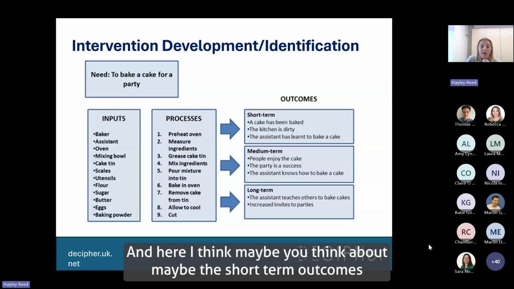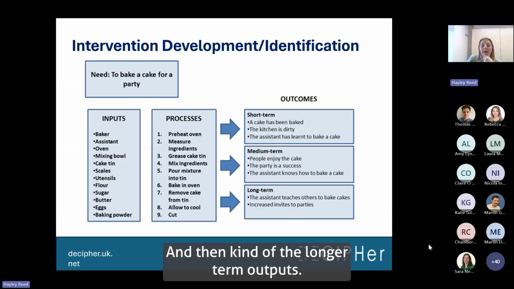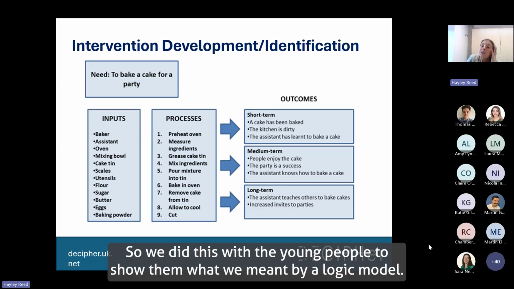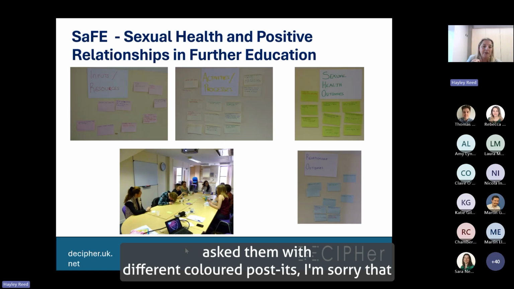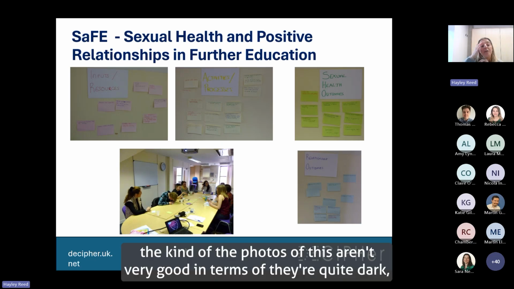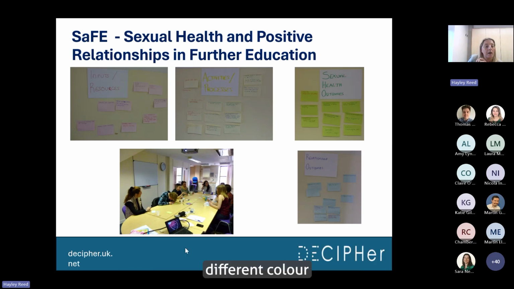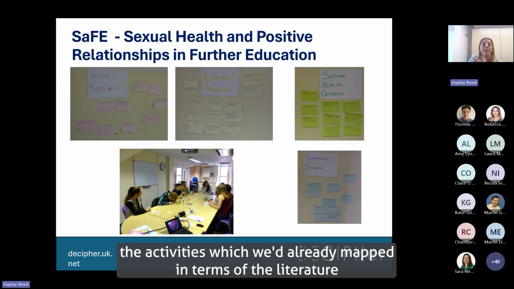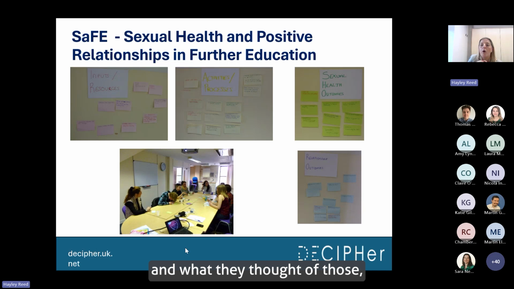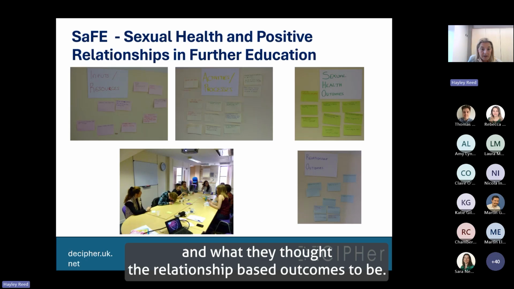Here you might think about the shorter term outcomes and more what we can think of as outputs, and then the longer term outcomes. We did this with the young people to show them what we meant by a logic model. We then asked them, with different colour post-its, and I'm sorry that the photos of this aren't very good, they're quite dark, to talk about the inputs and the activities, which we'd already mapped from the literature, what they thought of those, what they thought the sexual health outcomes should be, and what they thought the relationship-based outcomes to be.